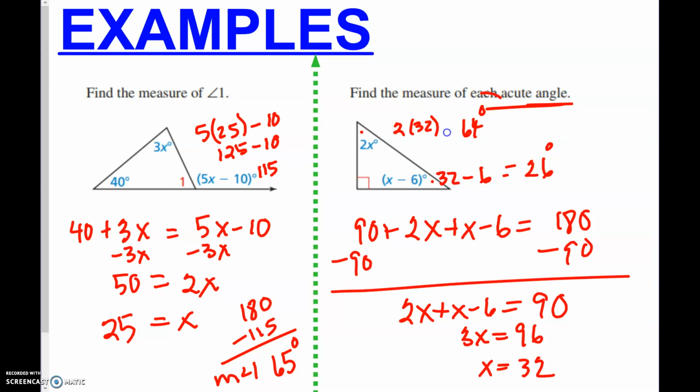Now, notice this angle and this angle together are complementary.